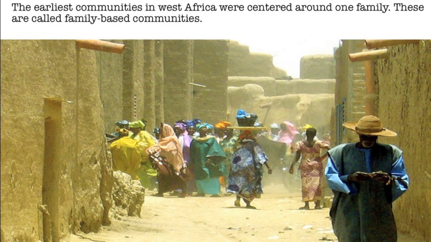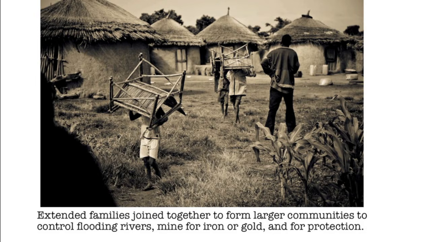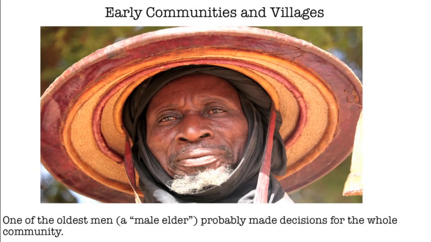So the earliest communities in West Africa were centered around one family, and these are called family-based communities. But then extended families began to join together and form larger communities where there would be 3, 4, 5 large families living in one area. This would allow them to have more power to control the rivers. They could go out mining for iron and gold, and it offered them more protection. And so the oldest man living in this community would become the male elder. And they typically were able to make most of the decisions for the entire community.